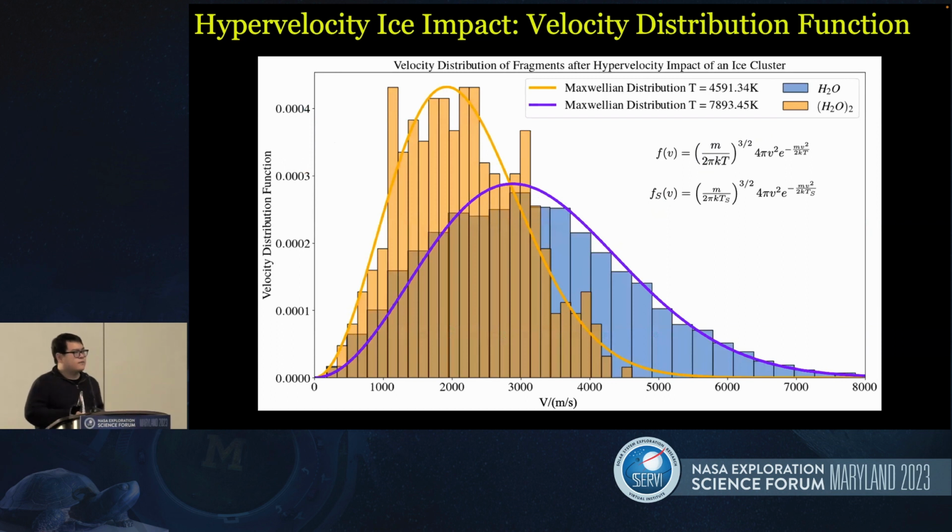And furthermore, with the benefit of molecular dynamic simulation, which explicitly simulates the dynamics, we are able to put some remarks on how the chemical reaction actually affects the velocity distribution of those ejecta. And here I'm comparing the velocity distribution function of a single water molecule, in blue, and also a dimer, which is two water molecules attached by a hydrogen bond, in orange. We're using the Maxwellian distribution to fit the data we have, and we roughly found a two-fold relationship of the equivalent temperature here.